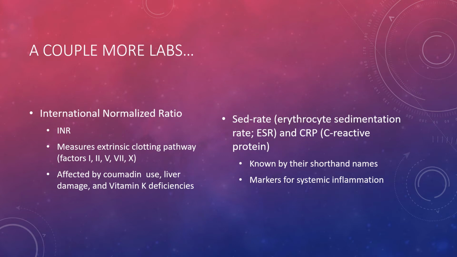And then the erythrocyte sedimentation rate, or ESR, and CRP, C-reactive protein, known mostly by their shorthand, sed rate and CRP, are markers for systemic inflammation. C-reactive protein, or CRP, is a protein made by the liver. CRP levels in the blood increase when there's a condition causing inflammation somewhere in the body. So it's not specific, it doesn't tell us exactly where inflammation is, it just tells us that it is happening. A CRP test measures the amount of CRP in the blood to detect inflammation due to acute conditions or to monitor the severity of disease in chronic conditions.